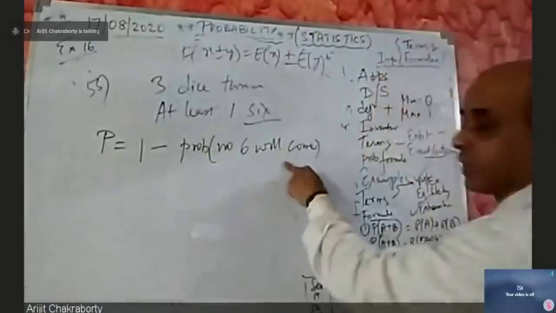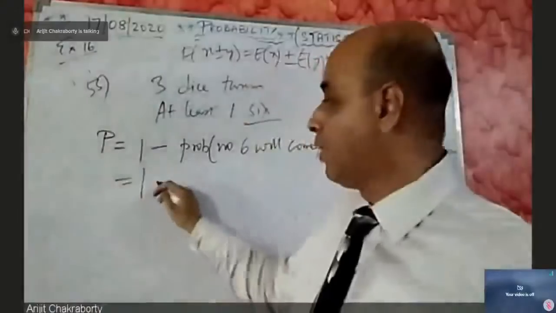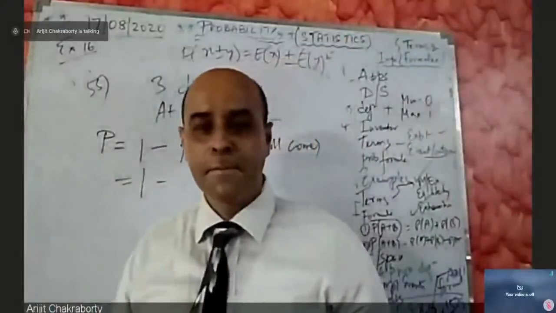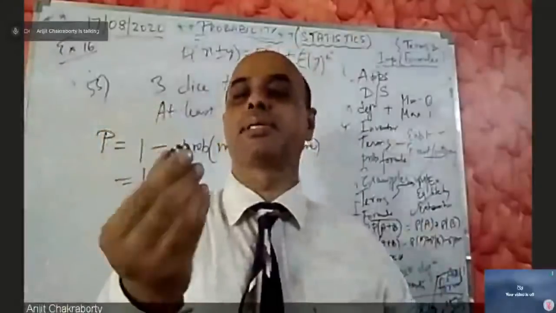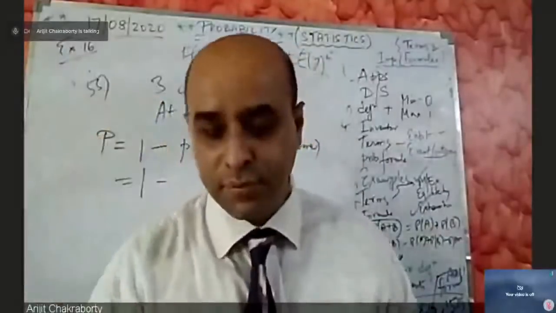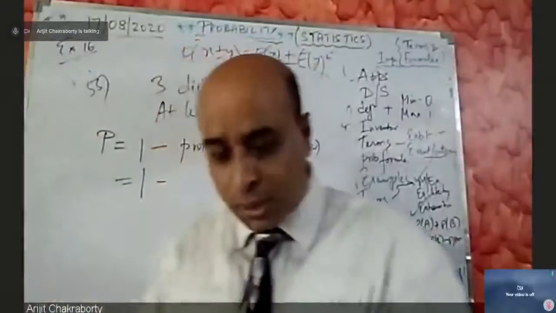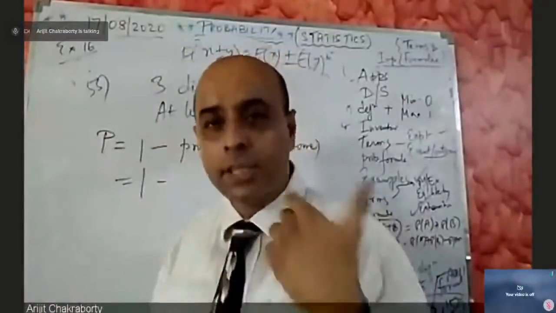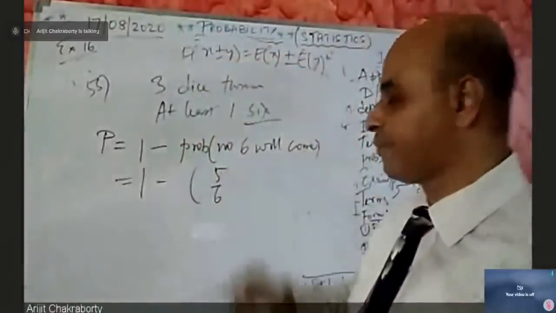Probability that no 6 will come. How would you do it? A die has 6 surfaces, a cube, 6 surfaces. Now, what is the probability that you will not get 6 when you throw the die the first time? It is given by 5/6.